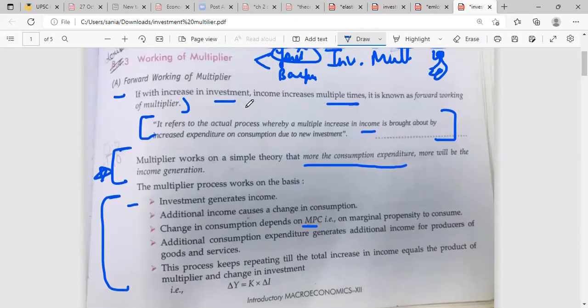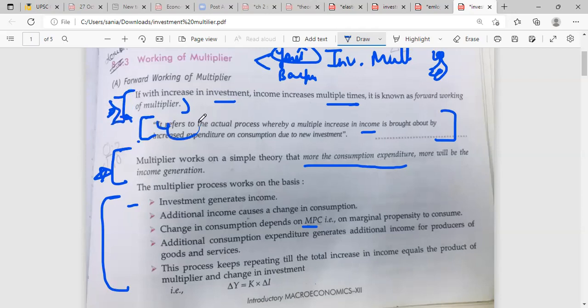So first of all, you will write working of a multiplier, and then you will write forward working. Then you will write this definition. Don't write this one, it's basically the same thing. Then you will write the second point, then you will write this. Clear? Yes, ma'am.